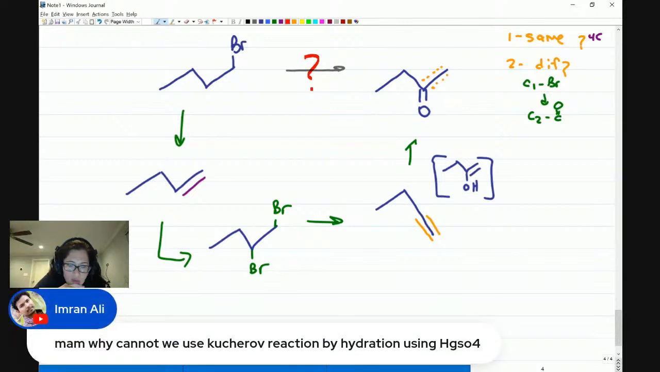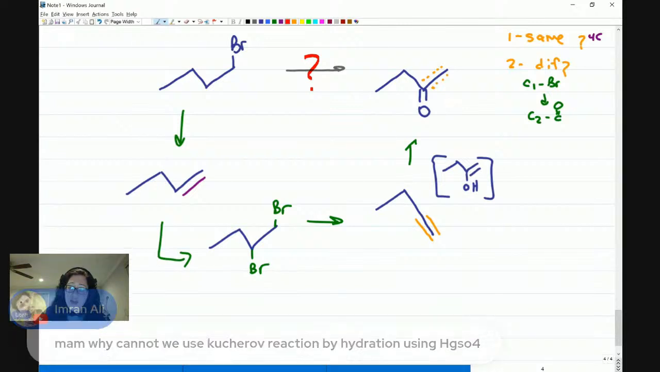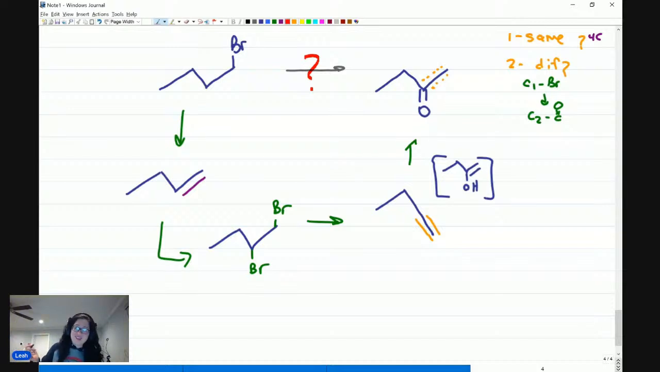Question, why can't we use, I don't know what that reaction is, and therefore I can't use it. I don't know what it is, so I don't know if it works.